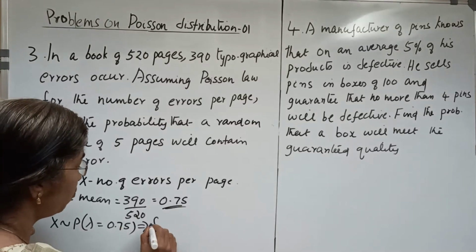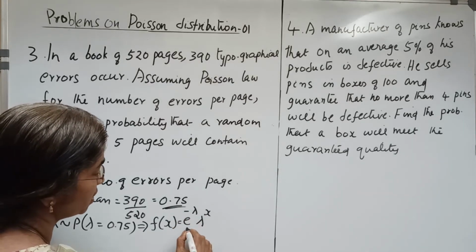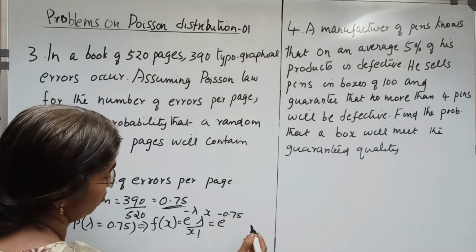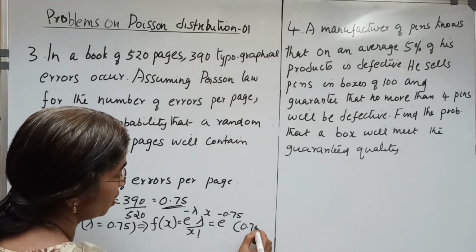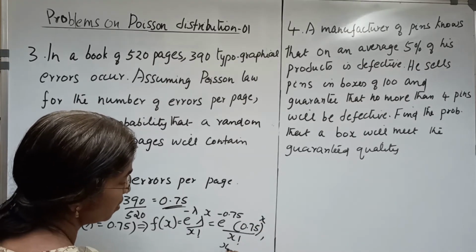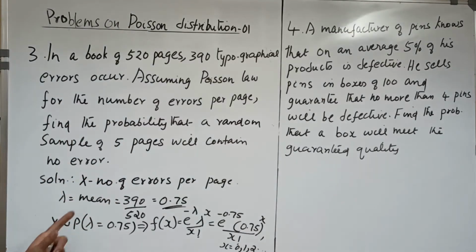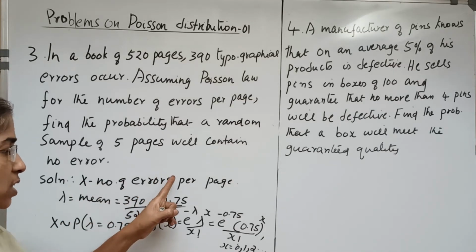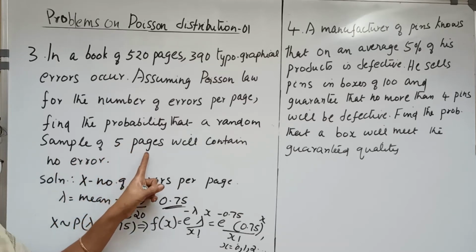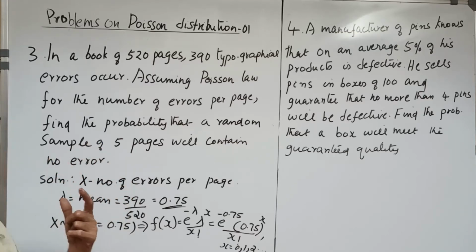And hence f of x equal to e raised to minus lambda, lambda raised to x by x factorial, equal to e raised to minus 0.75 into 0.75 raised to x by x factorial, x taking value 0, 1, 2, etc. Okay, now we are considering x as a number of errors per page. So we need to find a probability of no error in 5 pages. So it is required to find a probability x equal to 0 in 5 pages.